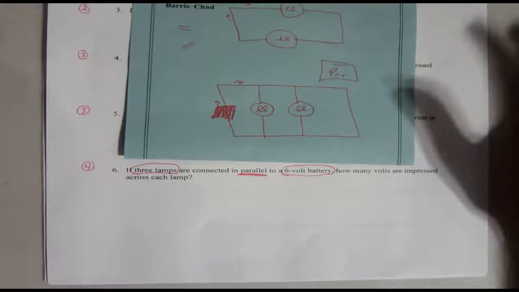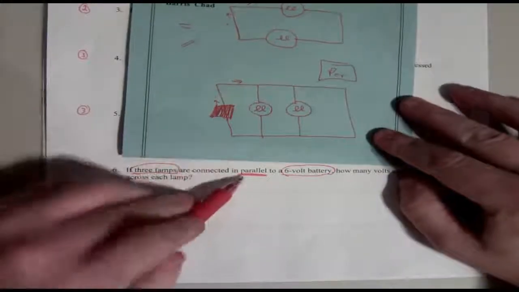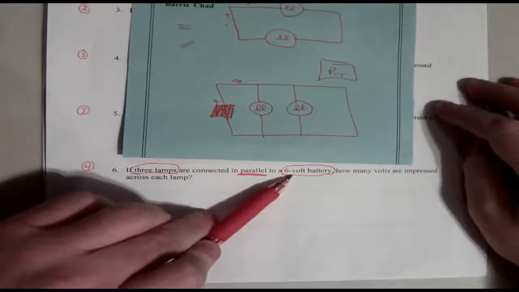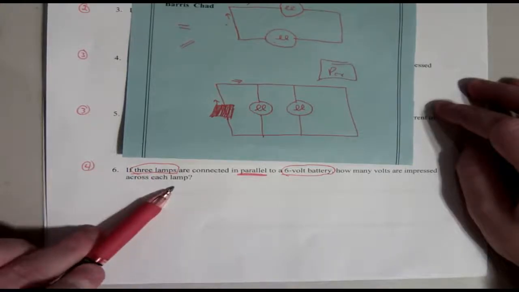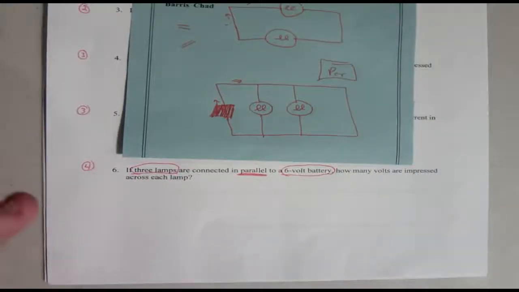Okay? So that one's pretty straightforward. No tricks for this one. So if 3 lamps are connected in a parallel circuit with a 6-volt battery, how many volts are impressed across each lamp? Well, since they're all independently connected, the voltage will be the same across every lamp. That doesn't mean everything else is going to be the same. That just means voltage will be the same across each lamp.